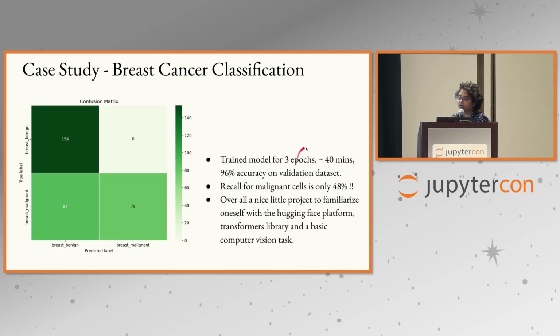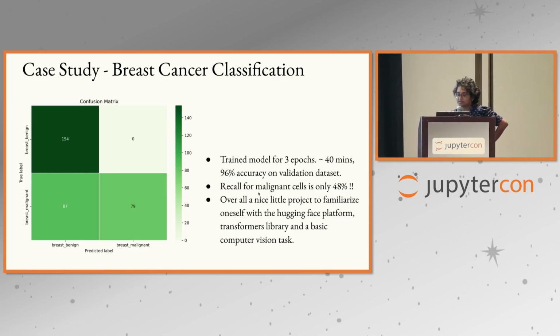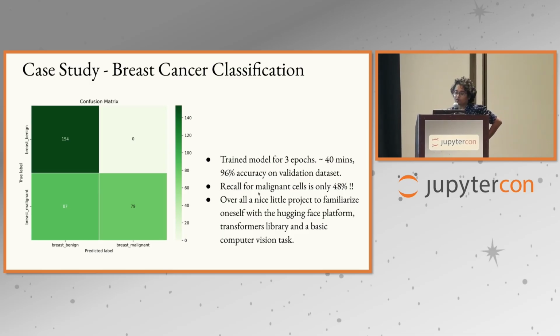This is my result. I trained the model only for 3 epochs in the interest of time. It took about 40 minutes, and on the validation data set, it gave me 96% accuracy. Recall, if you plot the confusion matrix, the recall is pretty bad, 48% recall for malignant cancers. So 2 lessons here. For breast cancer classification or cancer classification, accuracy should not be the metric, number 1. And one has to improve recall. Recall is the one that is important.